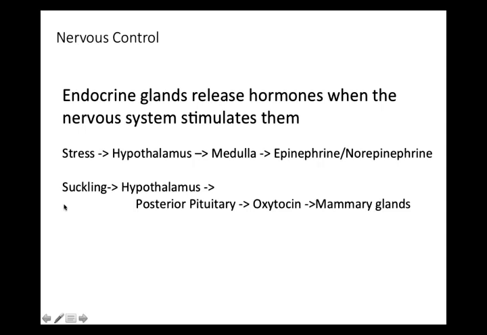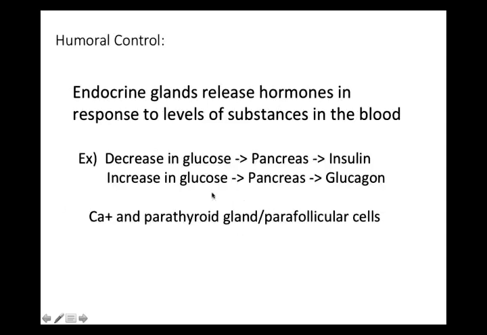And then also suckling in an infant. The act of suckling will send a signal to the hypothalamus, a nervous signal. The hypothalamus will then send a signal via the nervous tissue of the posterior pituitary, which is a storage area for oxytocin. Oxytocin will be released into the mammary glands, which will release milk, leading to more suckling. So this one actually has a positive feedback loop that's mediated by nervous control.